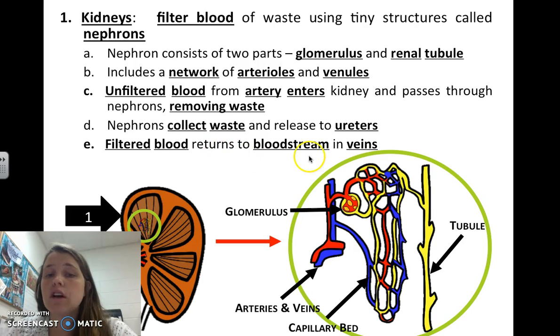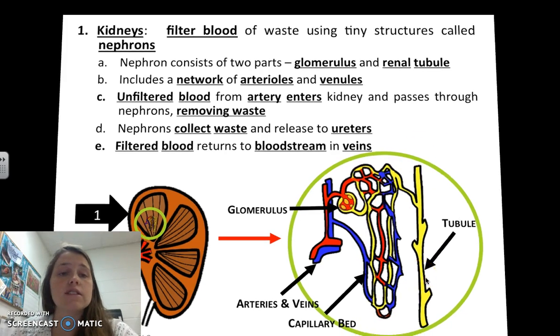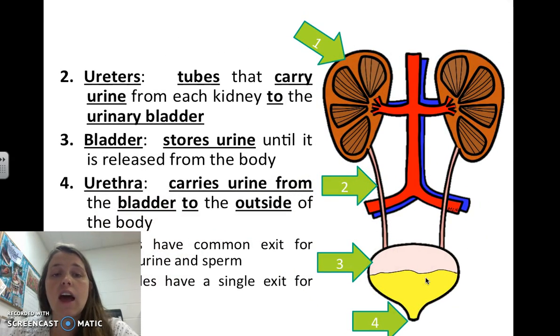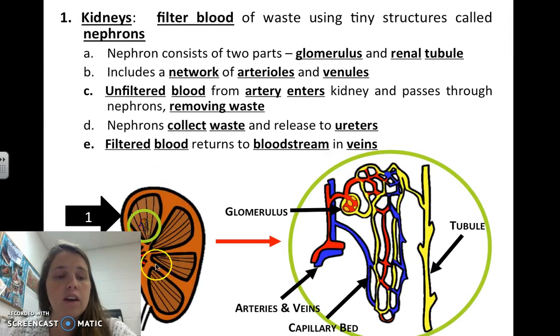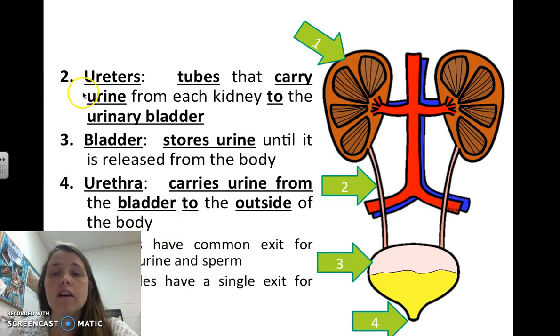Filtered blood returns to the bloodstream in veins. So once it's clean, it goes out in the venules or the veins, and then the waste heads to the ureters. So remember, here's our kidney. Remember last time our kidney looks like this, and this was zoomed in. So these nephrons are inside of the kidney itself. And then from there we go into the ureters. That's these little tubes right here.